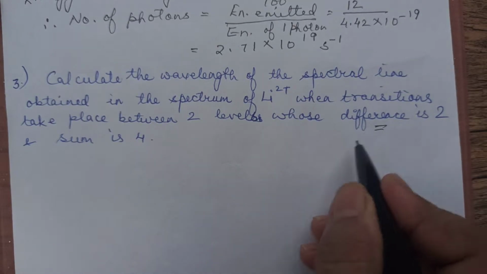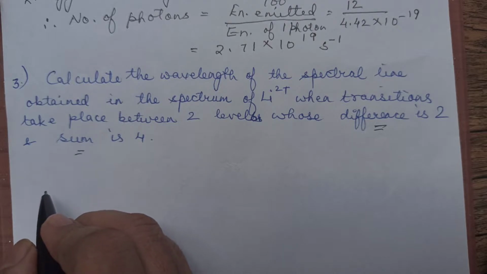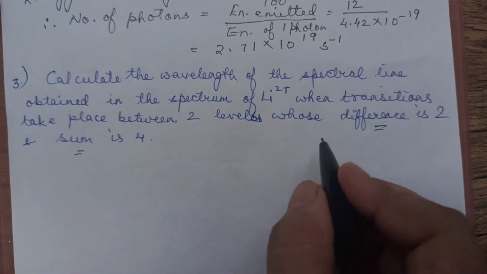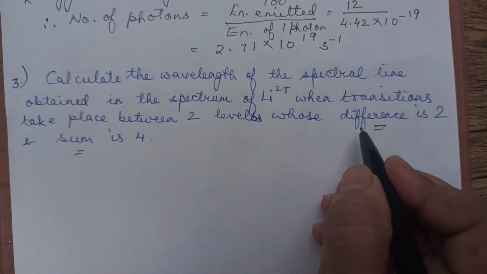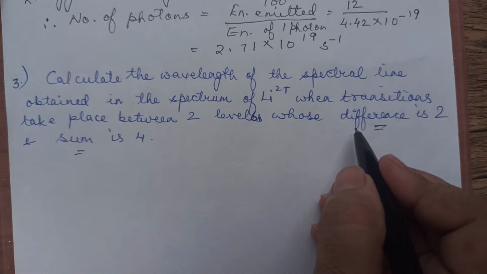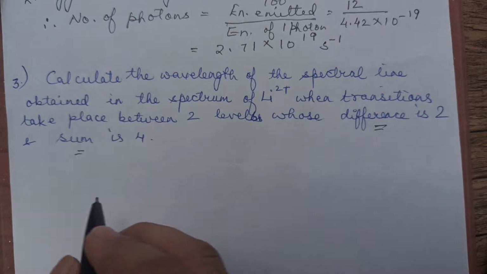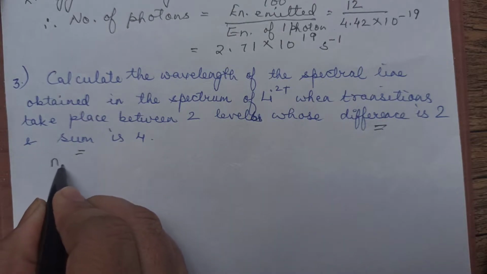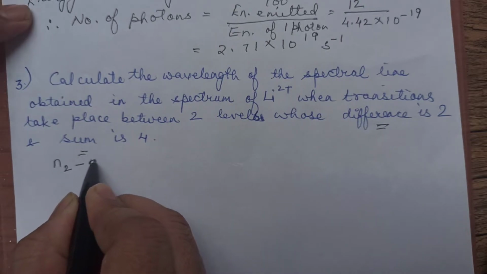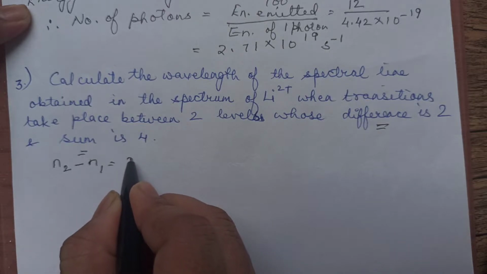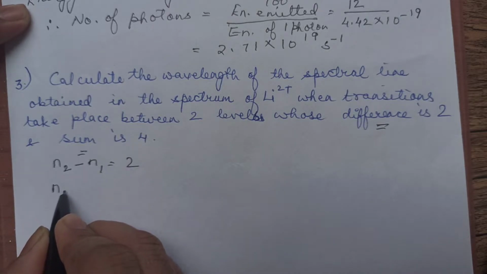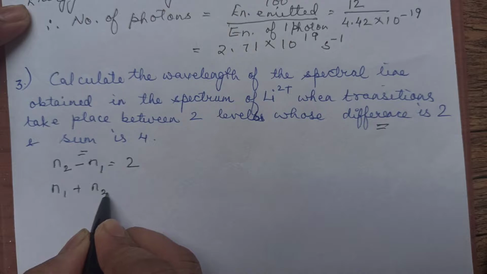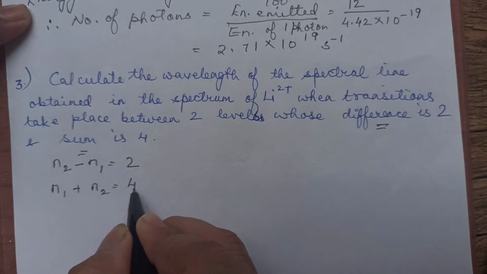This we have to keep in mind. This is important. Let us take this as N1 and N2. We don't know what the N1 and N2 values are as such, but the difference between the two they have given as 2 and the sum is 4. That means I will form two equations: N2 minus N1 is equal to 2 and N1 plus N2 is equal to 4.